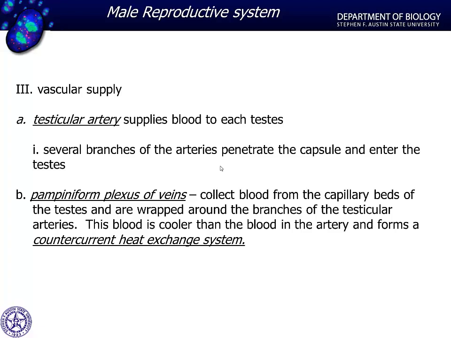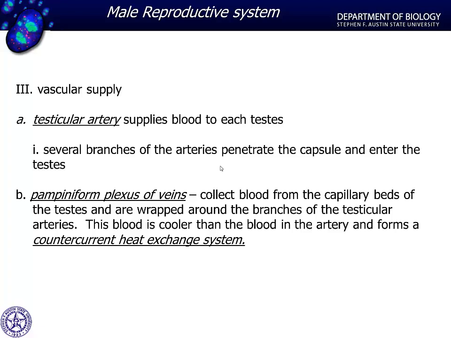When the testes are too cold, the scrotum will retract. The muscular portion of that will retract, pull the testes closer to the body to warm them. When the testes are too warm, those muscles will relax and the scrotum will descend, allowing the testes to move further away from the body and cool. But there's also essentially a radiator that is built into the vascular supply, and it's called the pampiniform plexus.